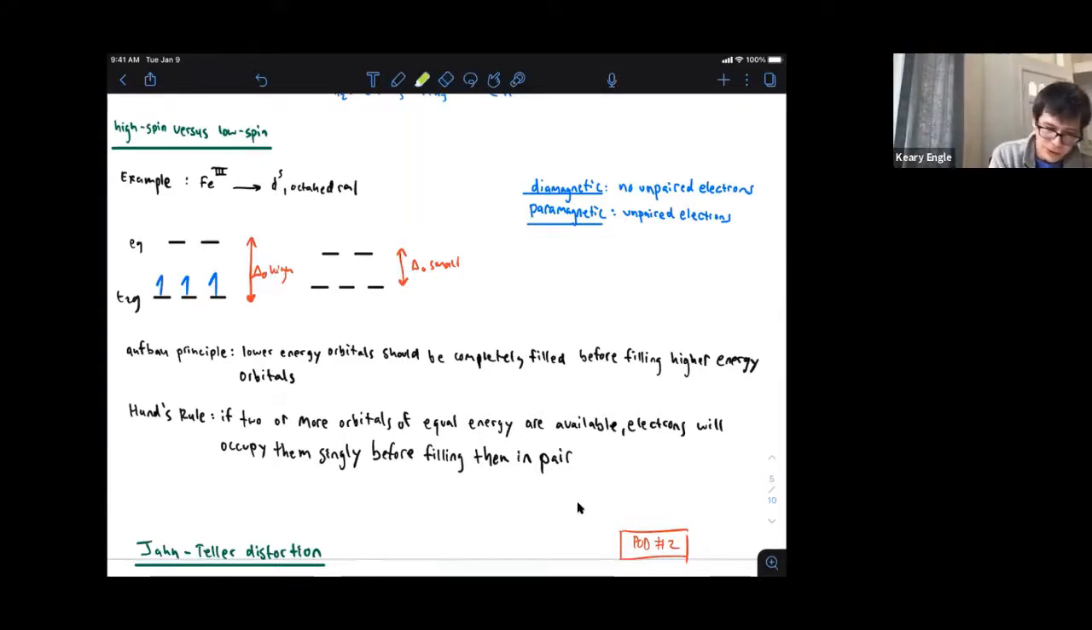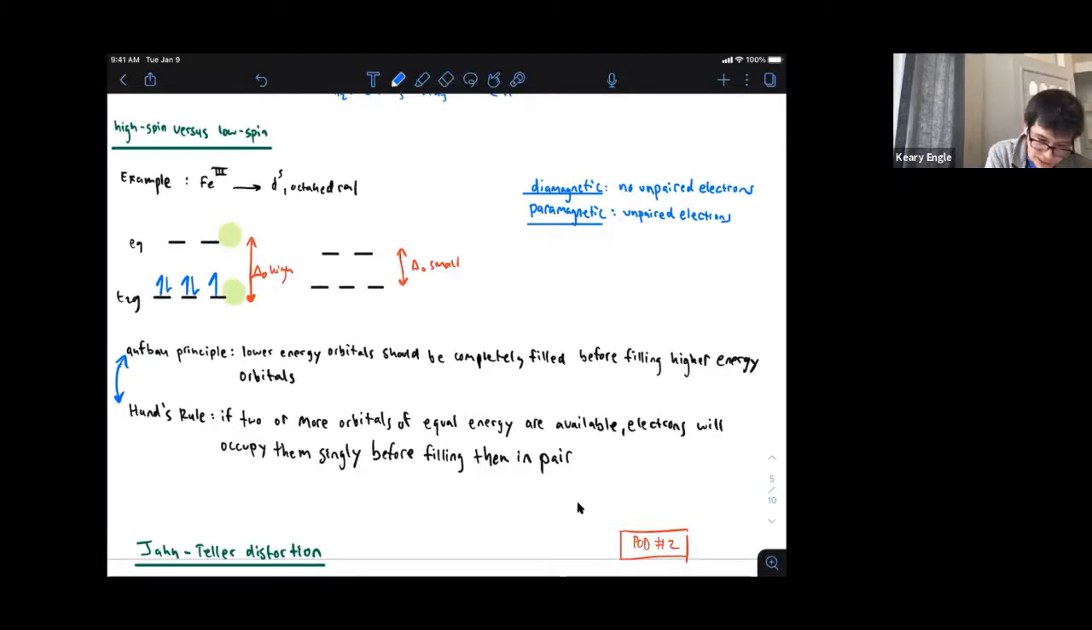Okay, so now here you have two options. You could go to the higher energy eg orbitals or the t2g orbitals. What I've tried to illustrate below is that this ends up being essentially a competition between two principles: Aufbau's principle, which is that lower energy orbitals should be filled completely before filling higher energy orbitals, and Hund's rule, which is that if two or more orbitals of equal energy are available, electrons will occupy them singly before filling them in pairs. If the splitting is high, you already said this, Brendan, you would fill these t2g orbitals, because filling the eg orbitals would be associated with a high energy that would exceed the pairing energy. And you would be left with one unpaired electron.